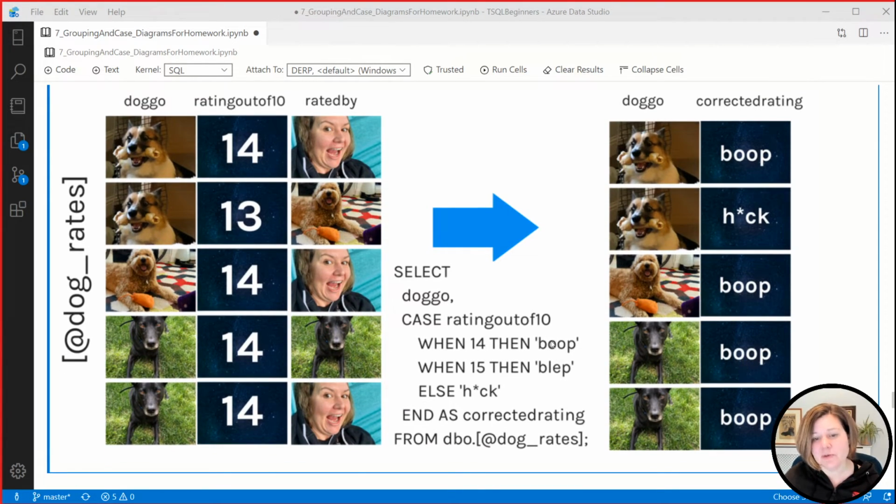Case lets you do all sorts of cool conditionals. And there are a couple of different ways of writing case. If there's a problem with case, it's just that it's a little confusing to learn because you can write it in a couple of different ways.